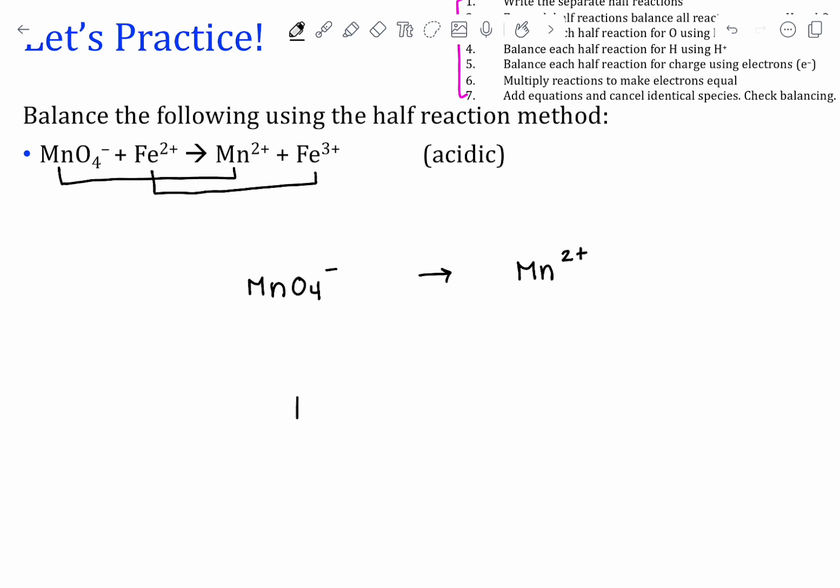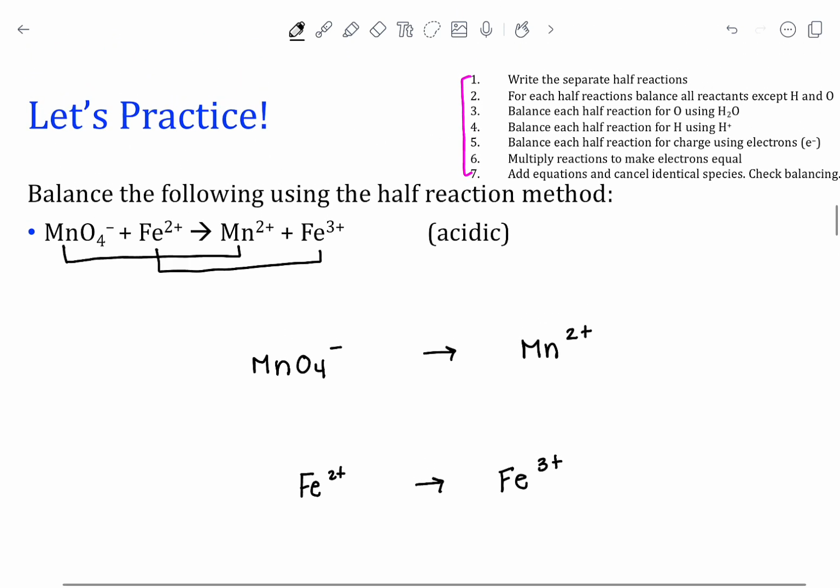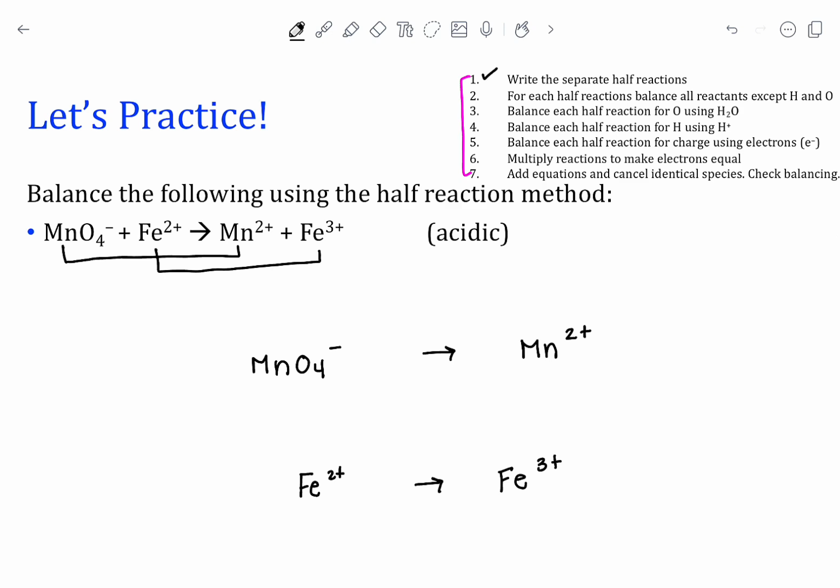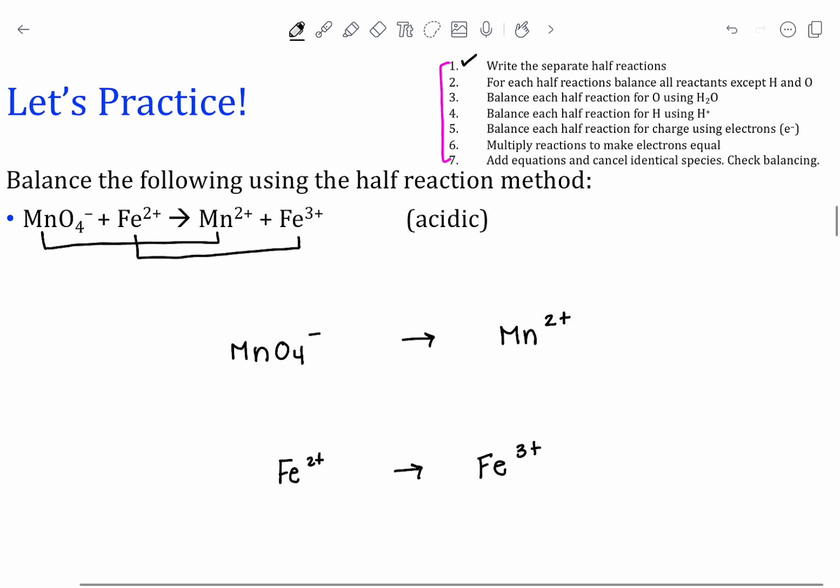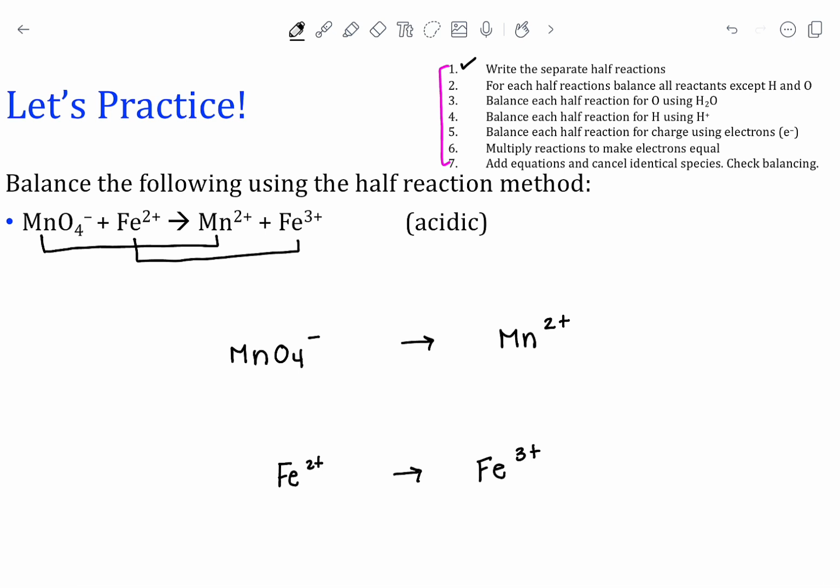And then our second half reaction is Fe2+ turning into Fe3+. Okay, so that's our first step done. Woohoo. The second step says for each half reaction, balance all elements except for hydrogen and oxygen. I have manganese, there's only one on each side. We're not looking at charge yet, we're just looking at the number of the elements. So my manganese is balanced, we're ignoring that oxygen, and my iron is balanced on either side. So we did our second step.